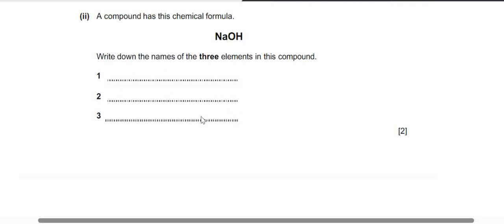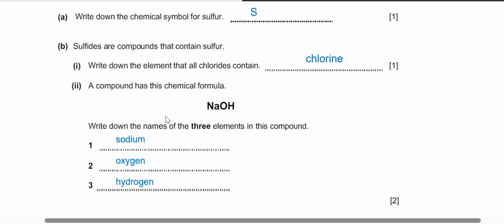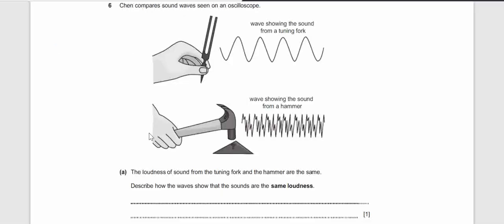Okay, let's check out the answer, guys. So Na is for sodium, O is for oxygen, H is for hydrogen. Next, question 6. 6a. Chen compares sound waves seen on an oscilloscope versus waves showing the sound from a tuning fork. Second is waves showing the sound from a hammer. Question A. The loudness of sound from the tuning fork and the hammer are the same. Describe how the waves show that the sounds are the same loudness.